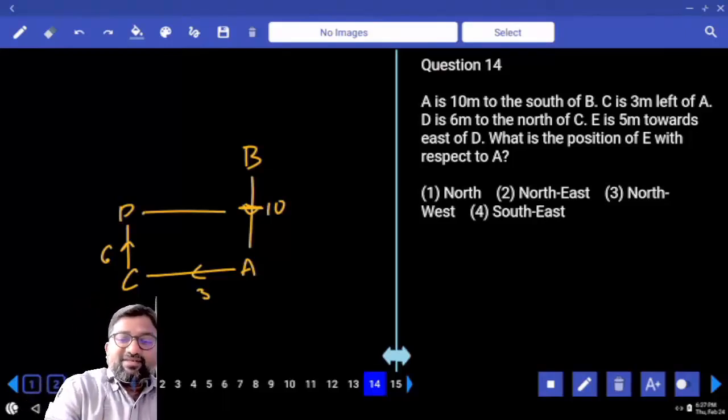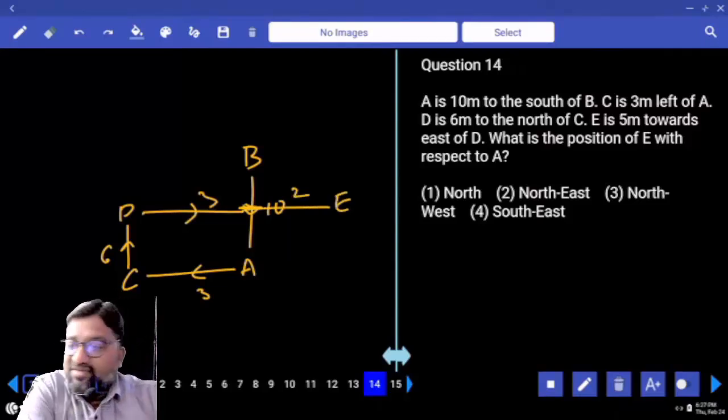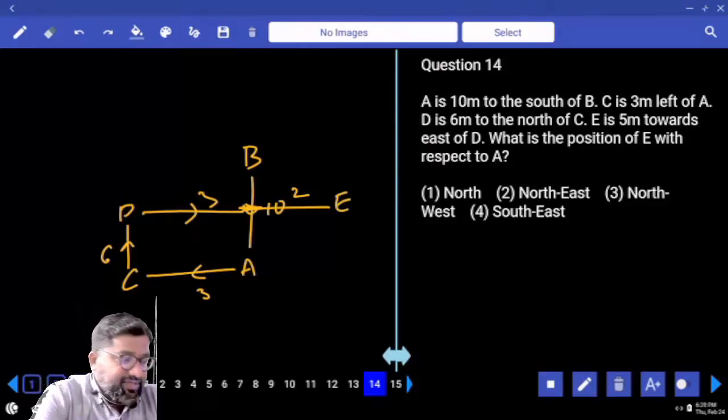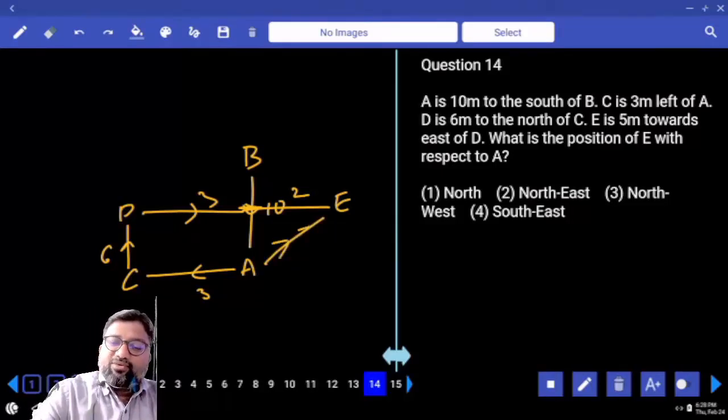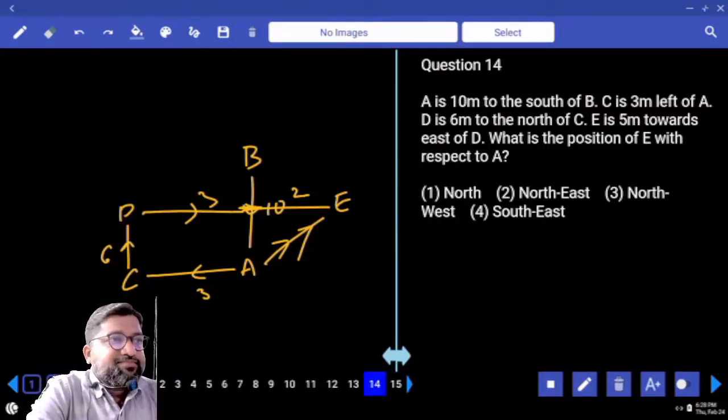East is the right side. This is 3, extra 2. This is E. What's the question here? What is the position of E with respect to A? What is this considered as? Northeast. Clear? Next.